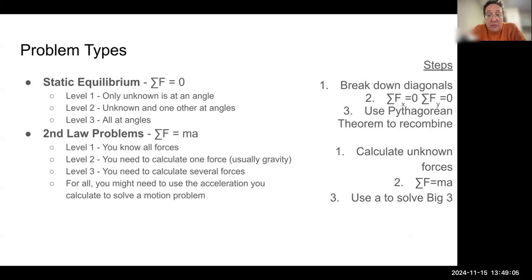And in all of those problems, once you calculate that acceleration, I'm probably going to ask you to do some kind of big 3 problem with it. So what are the steps there? You calculate the unknown forces so that your free body diagram has all the forces drawn in. You calculate the acceleration from net force equals mass times acceleration, and then you use the acceleration to solve a big 3 problem.